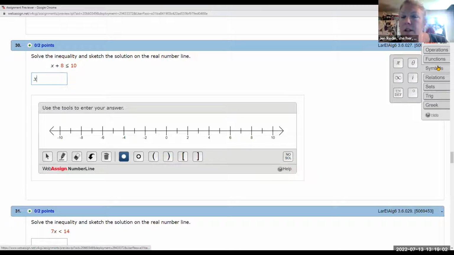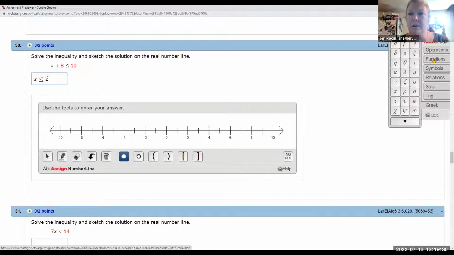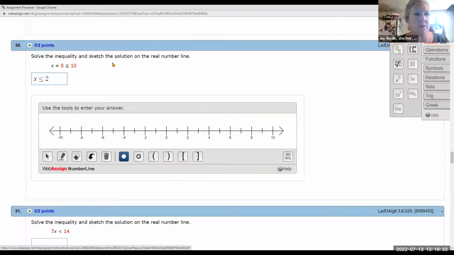so we've got to find it up here. Let's see, where is it? Operations. There it is. Less than or equal to 10 minus 8 is 2. So that's that. If you could see it on my screen, it's on the top right. You have a little toolbar there with math symbols and things like that, even up to trig and Greek letters and functions, all kinds of stuff to use. So x is less than or equal to 2.